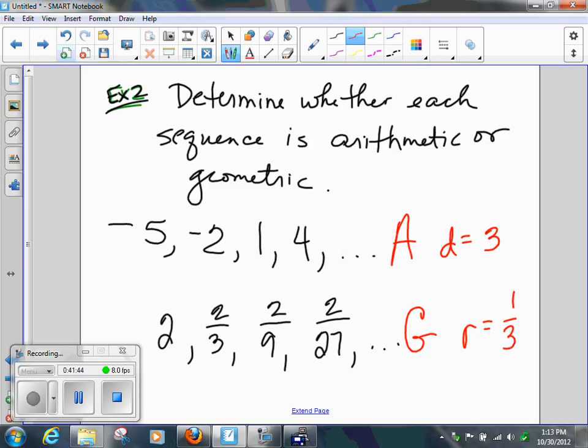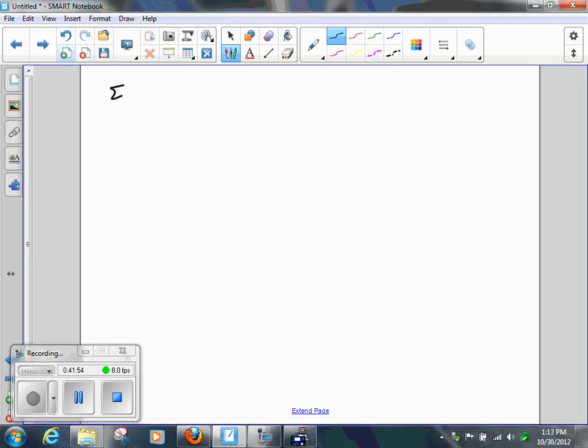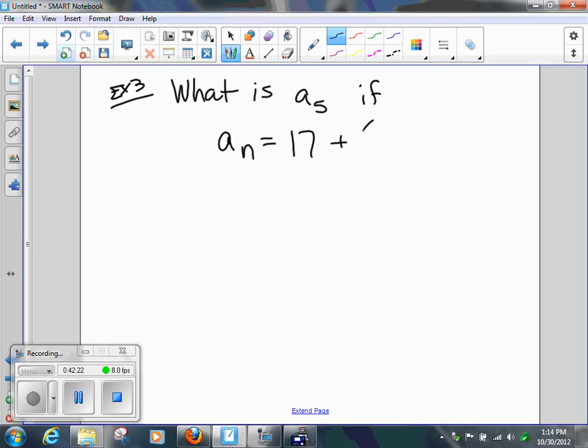Hey, how about this? Everybody have this? How about this one? Let's go for a sub 5. If a sub n is 17 plus the quantity n minus 1 times, I have no idea what we're going to get.